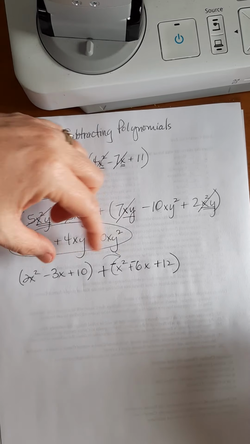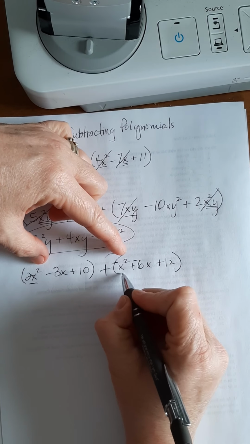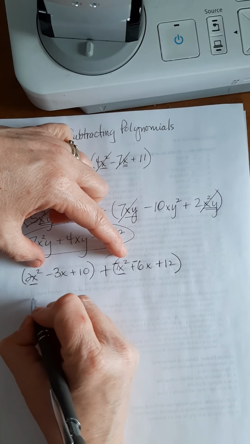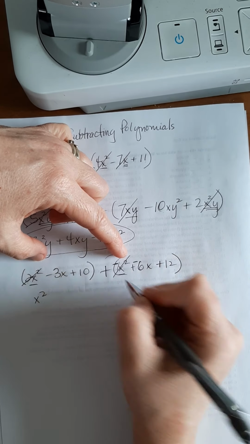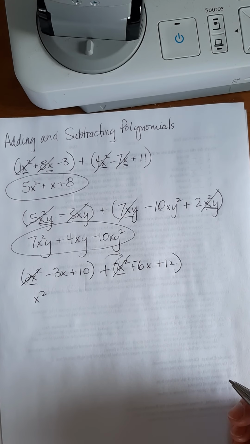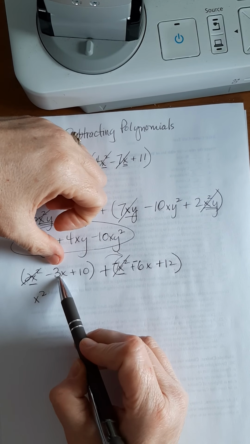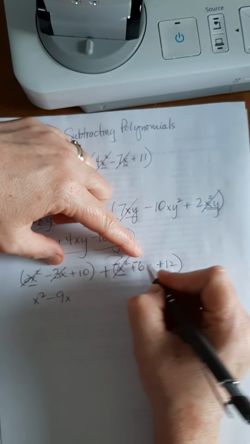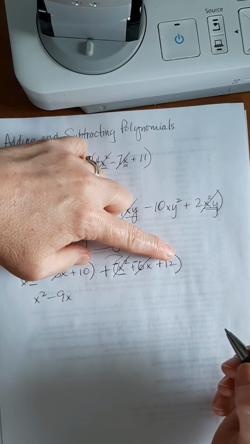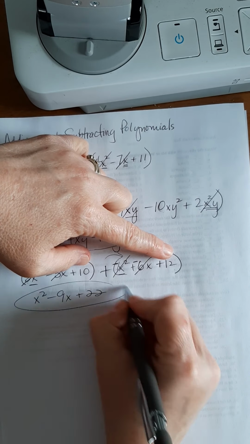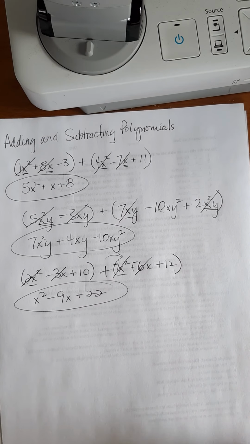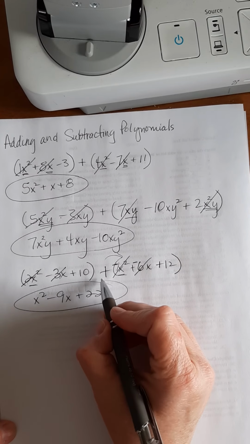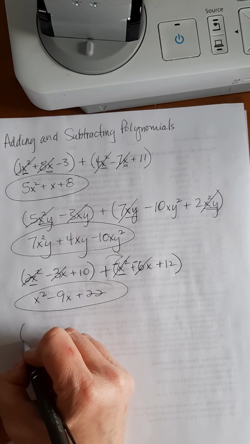And now it's just like adding. You've got an x squared and an x squared. So 2 and a negative understood 1, 1x squared. And remember, I mark them out just to let me know I've used them all. Then we've got a negative 3x and a negative 6x. So a negative 9x. And then a 10 and 12, 22. So once you get past that first step, subtracting is the same thing as adding. You just make the opposite of everything behind.